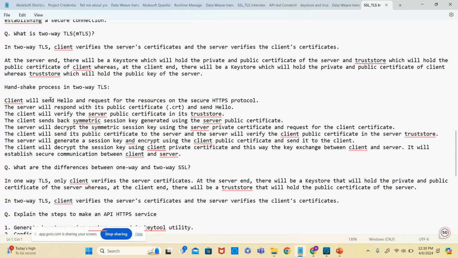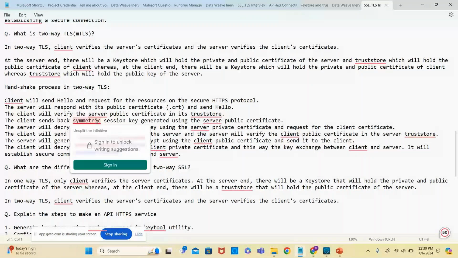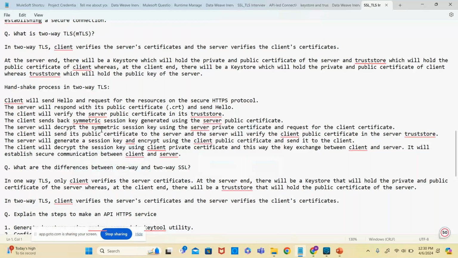Now what happens? Always the client only will initiate the request. Client will send hello and request the resources. The server will send the public certificate and send hello. The client will verify the server public certificate in its truststore. Now the client sends back a session key generated using the server public certificate. The server will decrypt the symmetric session key using the server private certificate and request the client certificate.